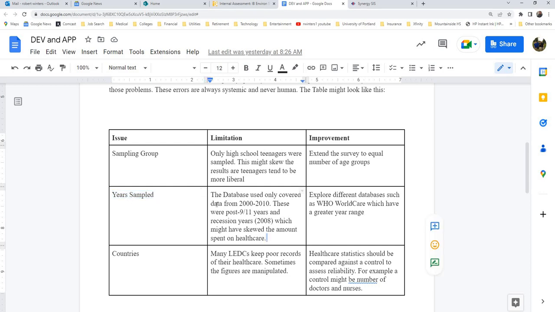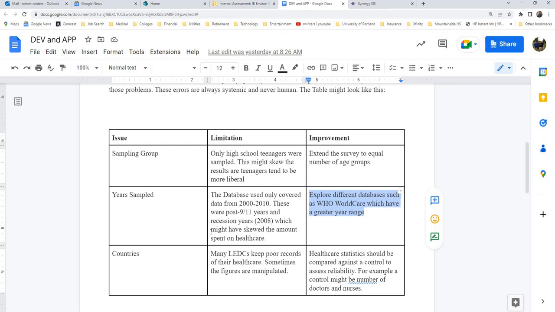Or you might have down here the years that you sampled. What was the problem? The database I was looking at only had a certain number of years, which I thought were not reflective of things in general. So I might use different databases next time, and you might suggest what databases you might use next time. And that's kind of how you do it. You should at least have 3 limitations. Pretty easy to come up with things.